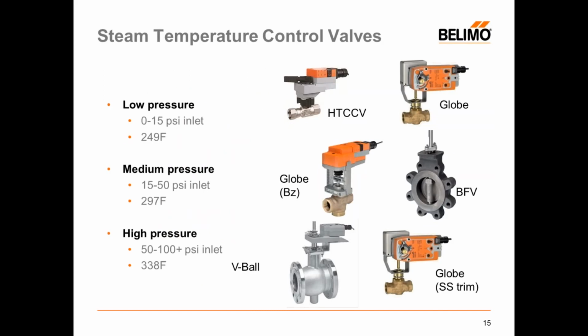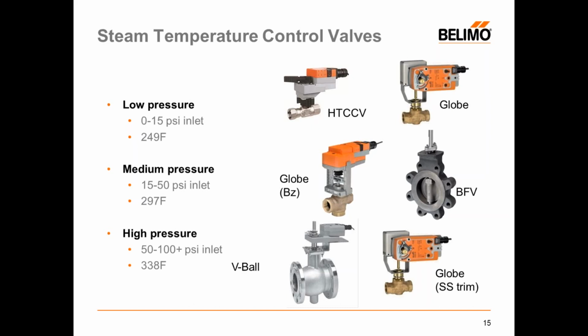Steam temperature control valves. Now, not all valves work on steam. And again, we have steam valves for low pressure, which would be lesser than 15 psi, or HT, CCV, high temperature characterized control valve. Our globe valves with the bronze or the stainless steel trim. Medium pressure, some areas will just say high pressure, but medium pressure 15 to 50 fits some of our applications. And it would be our globe valves up to 30 psi with bronze, and then 100 psi with stainless steel trim, because the trim is a wear factor.